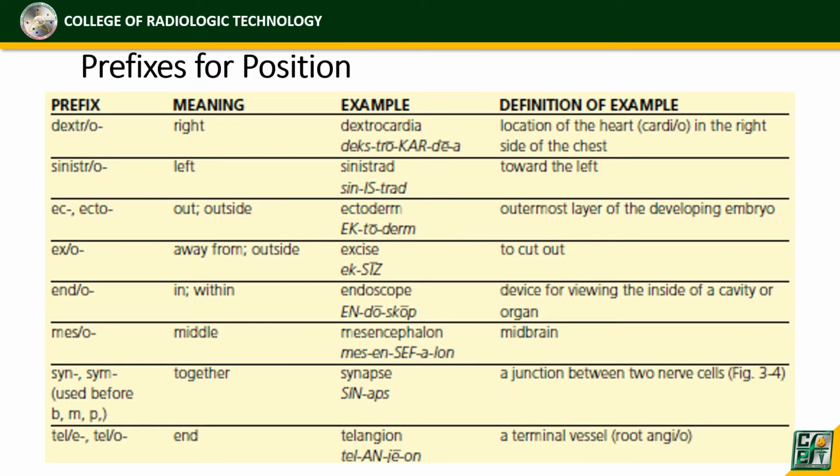Okay, so next we have ect or ecto, which means out or outside. So we have ectoderm. Ectoderm means the outermost layer of the developing embryo. Okay, ectoderm.